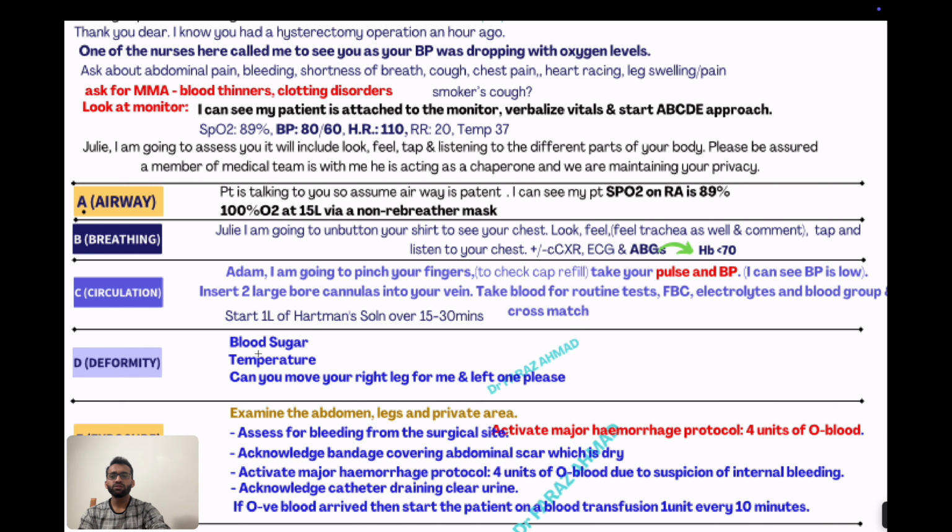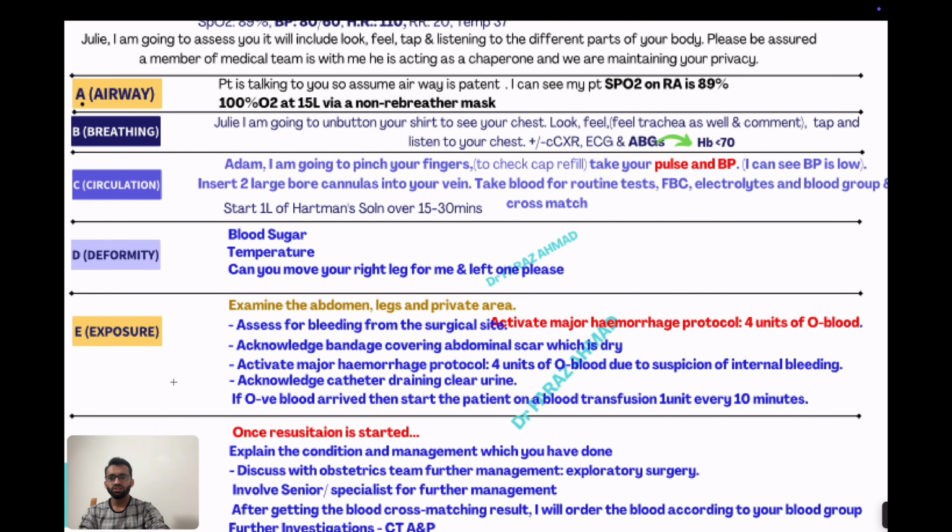Then move to the deformity, D. I will request just a simple blood sugar and temperature, and simply ask, can you move your right leg, can you move your left leg. Then move to the exposure, that is, examine the abdomen, legs and the private area. That's very, very important.